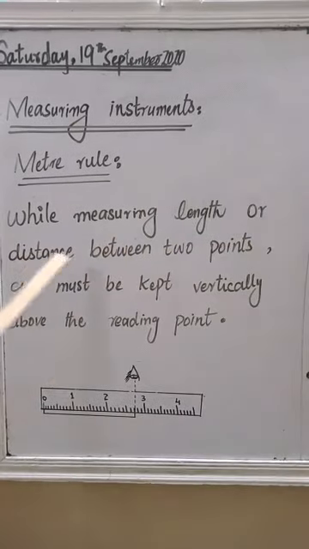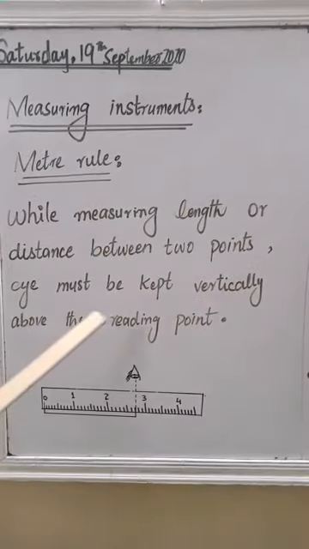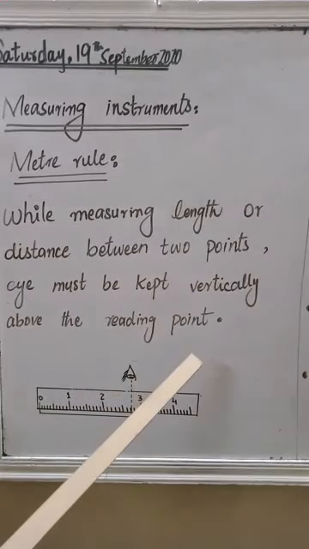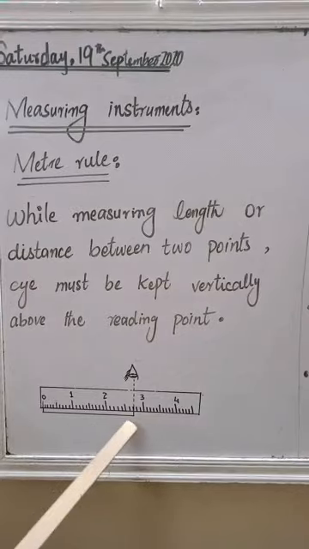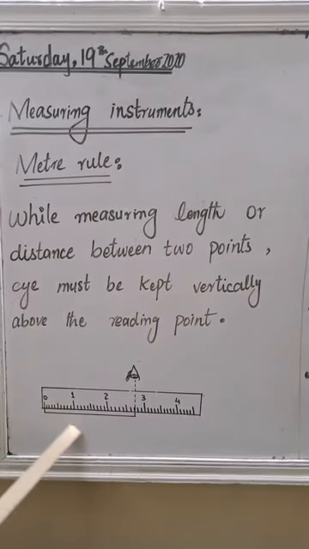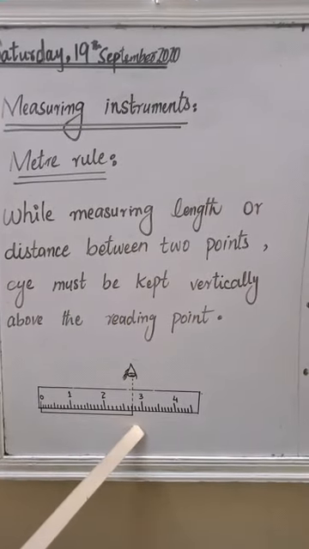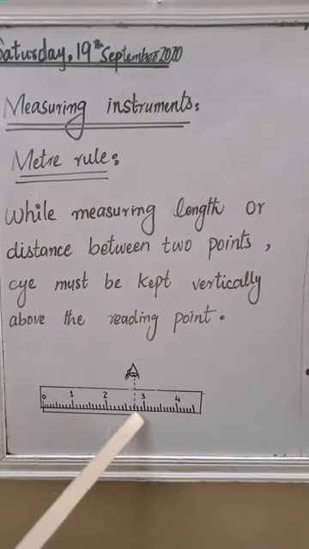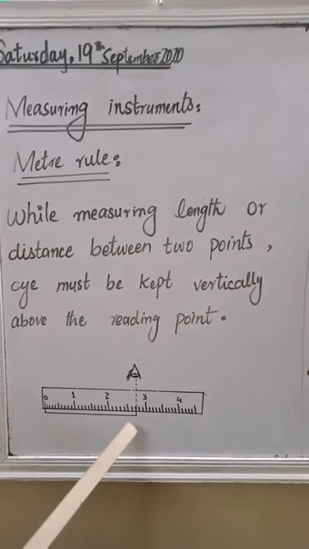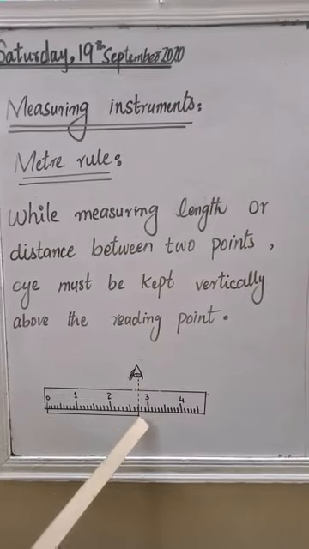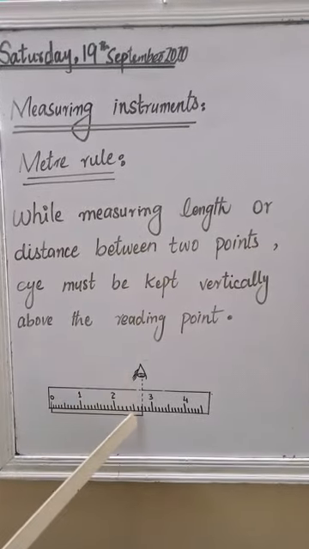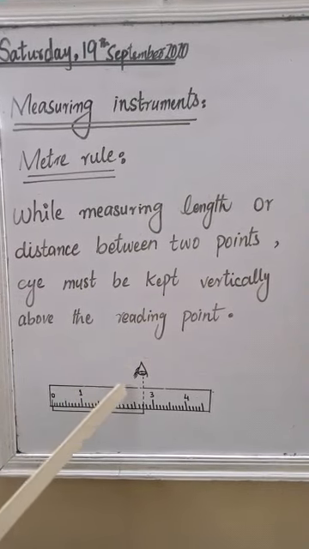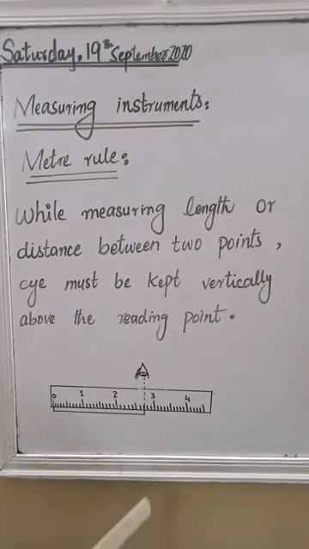While measuring the length or distance between 2 points, eye must be kept vertically above the reading. Just students, you can see this is a meter rule and this is the object whose length we have to measure. Its length is 2.7 centimeter, and in order to measure its correct length we have to keep our eye vertically above the object. Then we can take the correct reading.